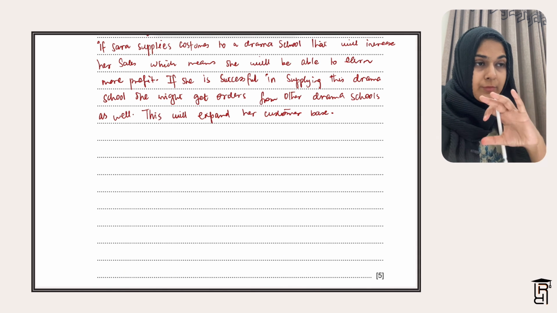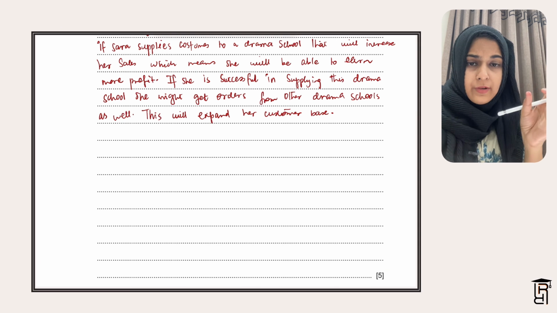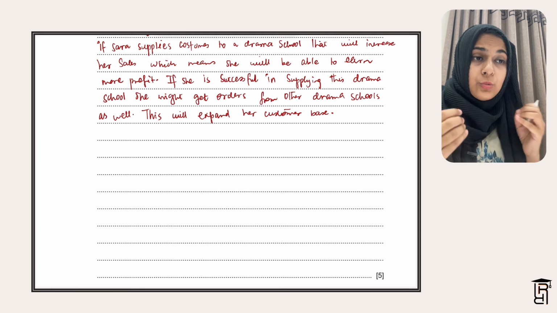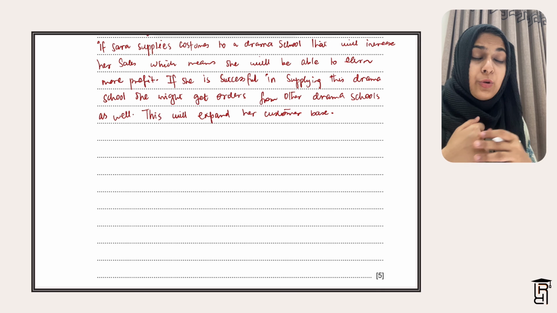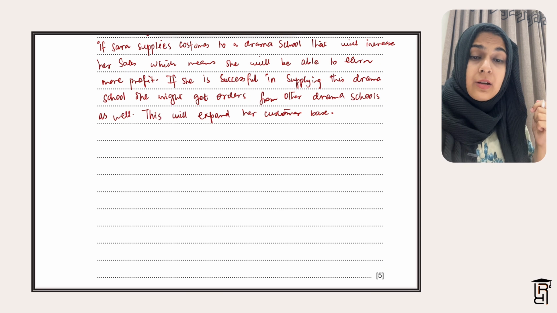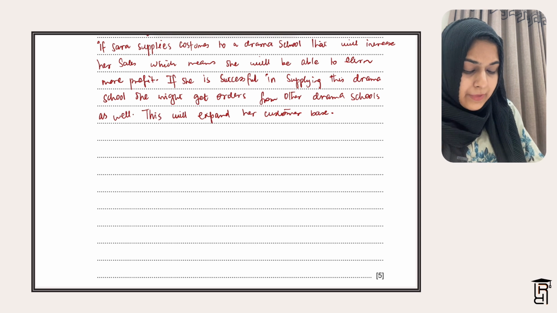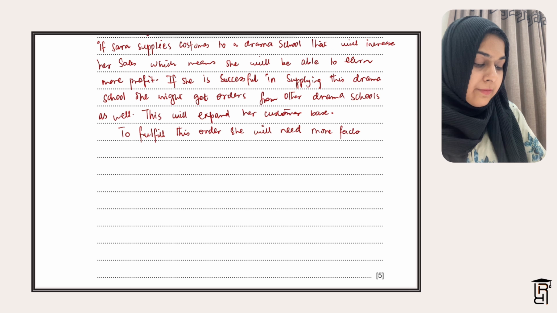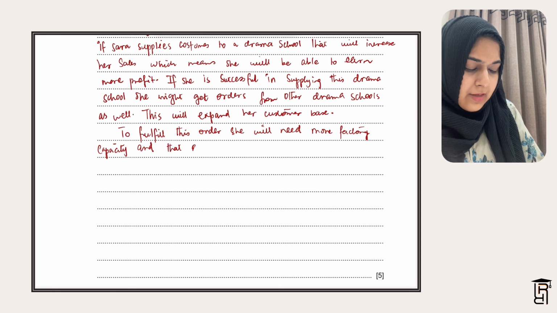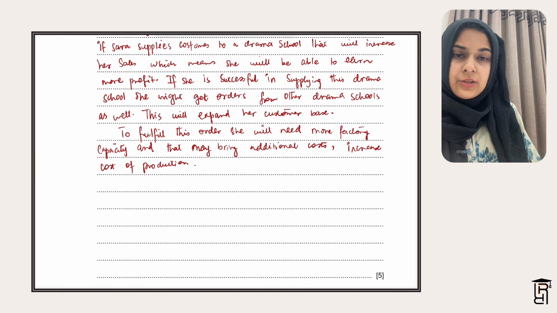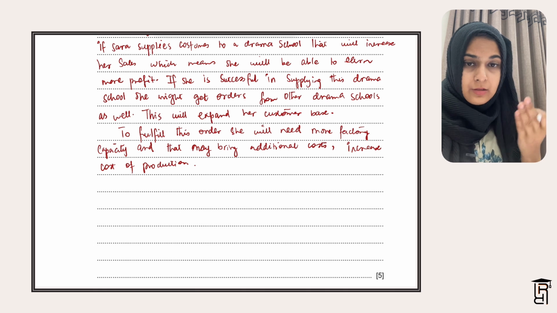Disadvantages, you need to write it in another paragraph, and you basically write however to move on to the disadvantages. So however, the disadvantages would be that if Sarah supplies to a school, that's like a big order, so she needs more capacity in factory. If she does not have spare capacity in factory, she'll have to arrange some other factory to actually make these costumes. So that'll be an additional cost. So to fulfill this order, she will need more factory capacity, and that may bring additional costs. These additional costs will increase the cost of production. So if cost of production increases, there is a probability that her profit will reduce.